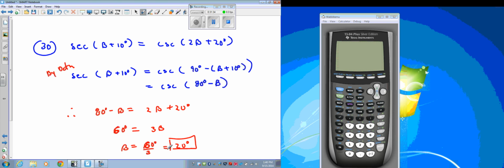So do you see what you're doing? You're just using the definition of cofunction to see what this is, and then you're saying this is what it's telling me it is. So then the two have to be equal. Any questions on that?